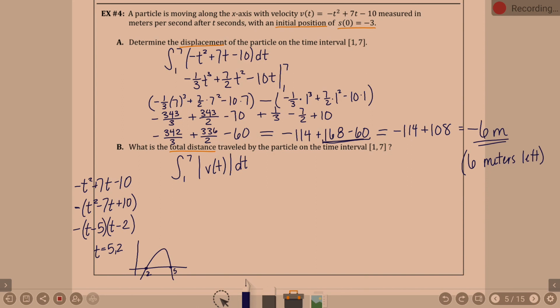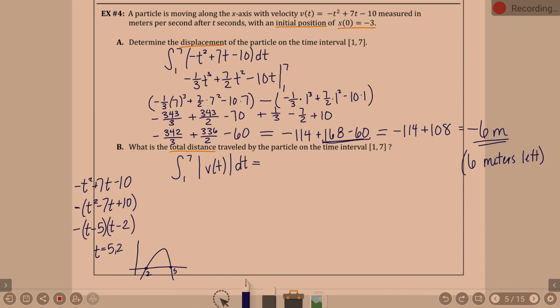So what does that mean? The distance traveled is just positive. But it's total distance traveled. So even when you're going backwards or left, that's still part of your distance. Like total distance, if I go forward 5 steps, and then backward 2 steps, and then forward another 3 steps, I'm adding all of those distances for total distance.